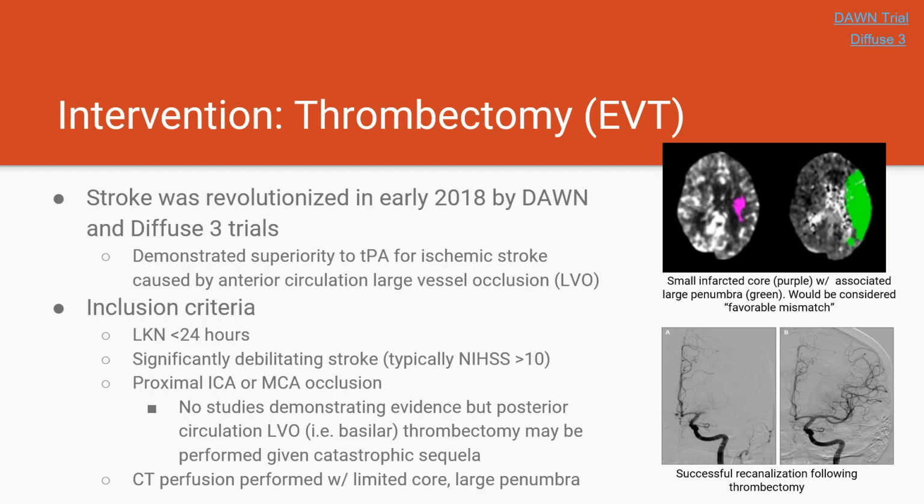In order to become a candidate for thrombectomy, your last known normal has to be within 24 hours, and you have to have a significantly debilitating stroke, typically an NIH greater than 10. And in addition to this, you must have occlusion of one of the proximal large vessels of the brain. So this is either the carotid arteries or the proximal MCAs. Studies didn't evaluate the efficacy of going after posterior circulation strokes, such as basilar strokes, but we will often also do this because they can otherwise be fatal. And finally, if they meet all the above criteria, we have them undergo a CT perfusion scan, like we already discussed, to make sure they have enough reversible damage to make the procedure worthwhile.